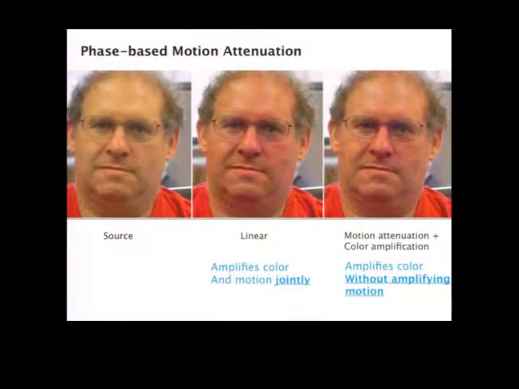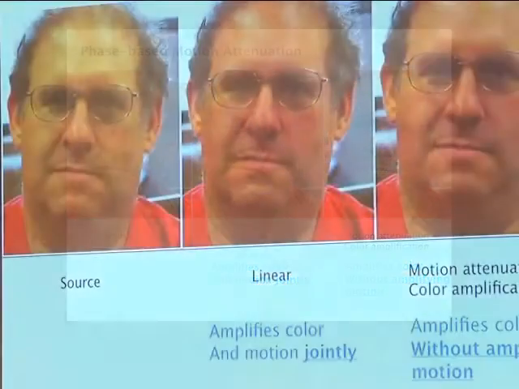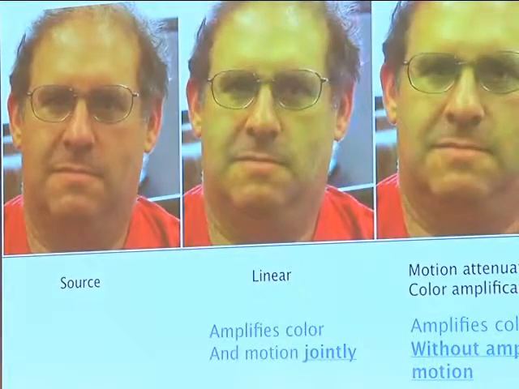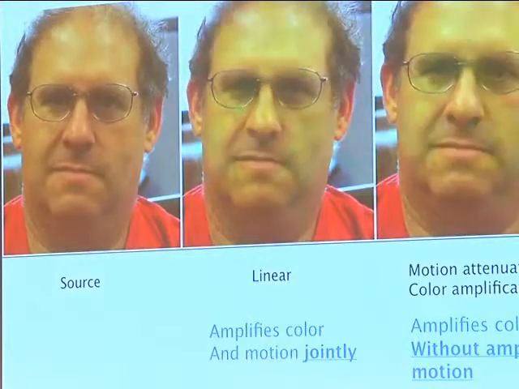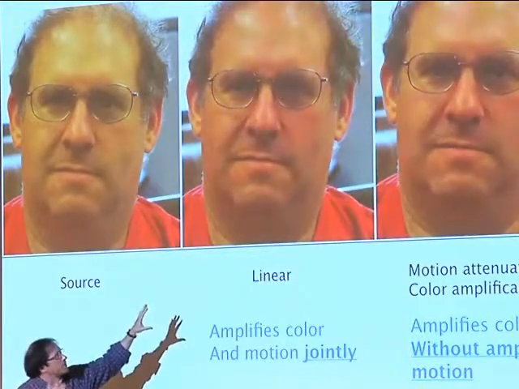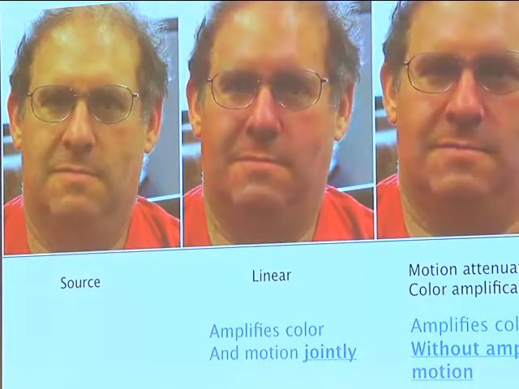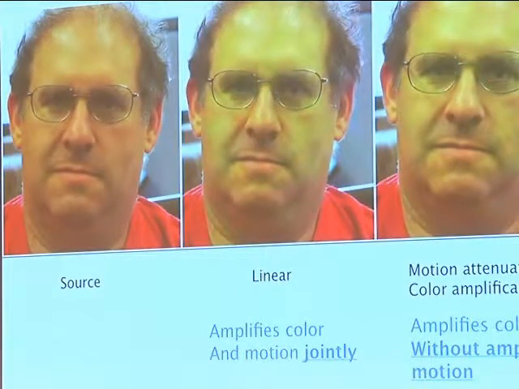And just kind of going full circle, you can also then, with this motion pause, amplify the color changes without having the coupled motion amplification as well. So here's doing that. In the middle is what we showed last year, which has color amplification plus motion in it. Now you can separate the two and just amplify the color without amplifying the motion because you're stabilizing the motion.